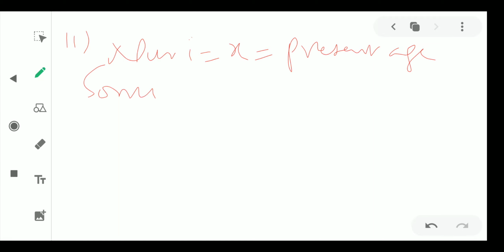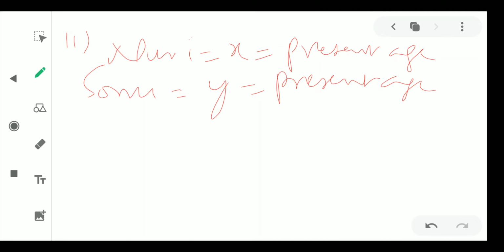Let me first say that Noori's present age is X. Similarly, Sonu's present age is Y. Okay, X years and Y years. Now what is the condition?